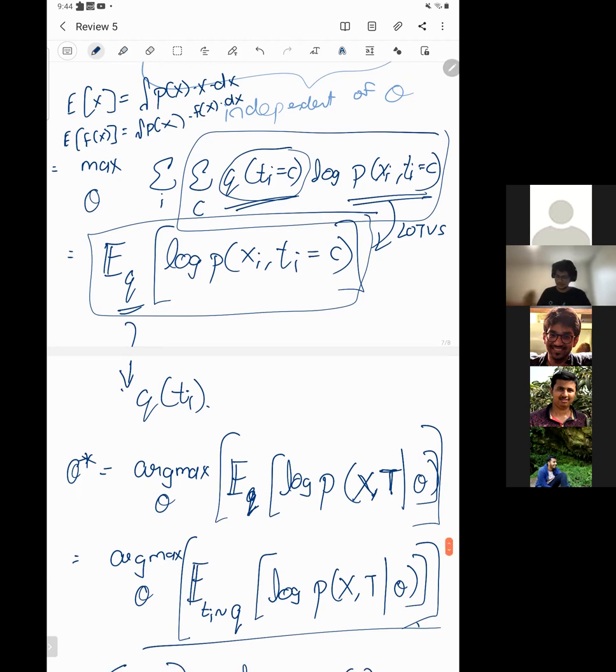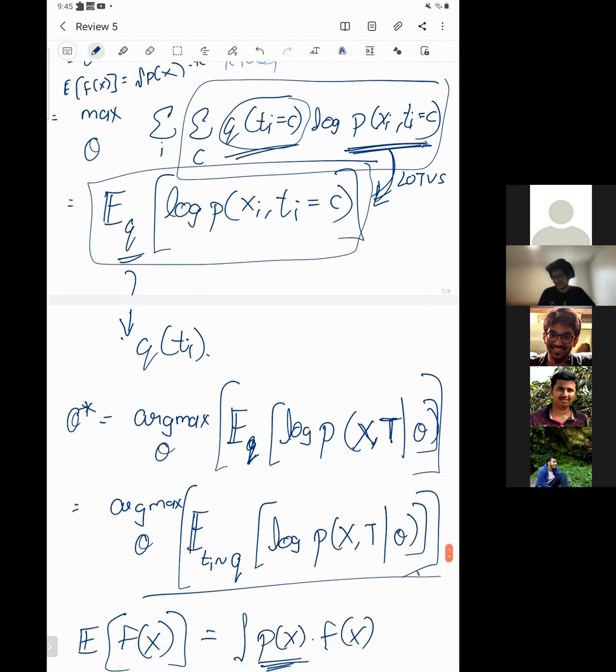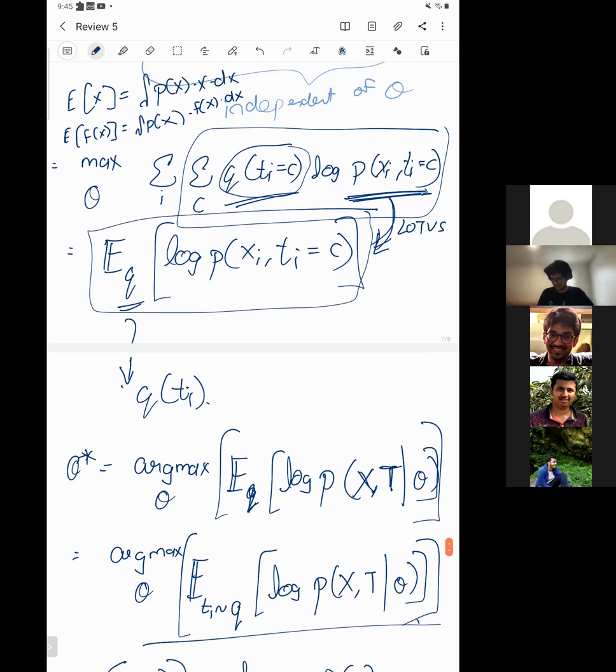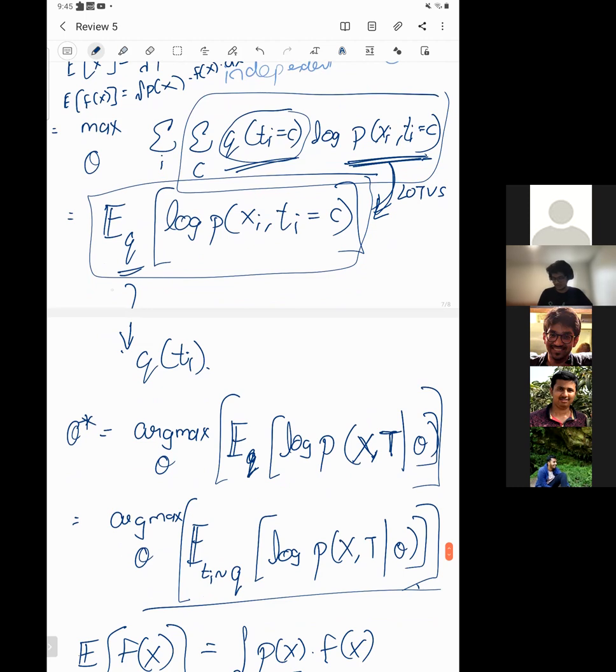This is a function of Ti, the joint probability. This is something you would notice a lot: using LOTUS to write equations compactly in statistics and ML, in many places. So that's all I've done. In most cases, this is just a compact notation of this equation, nothing else.